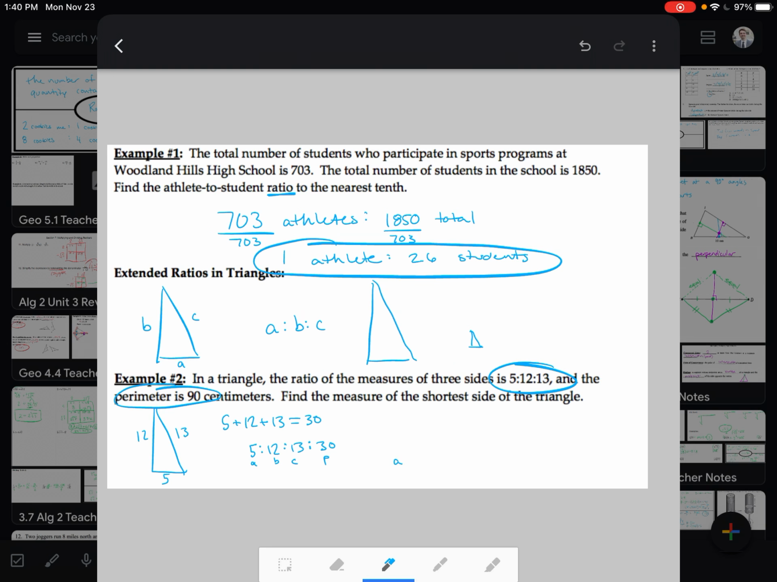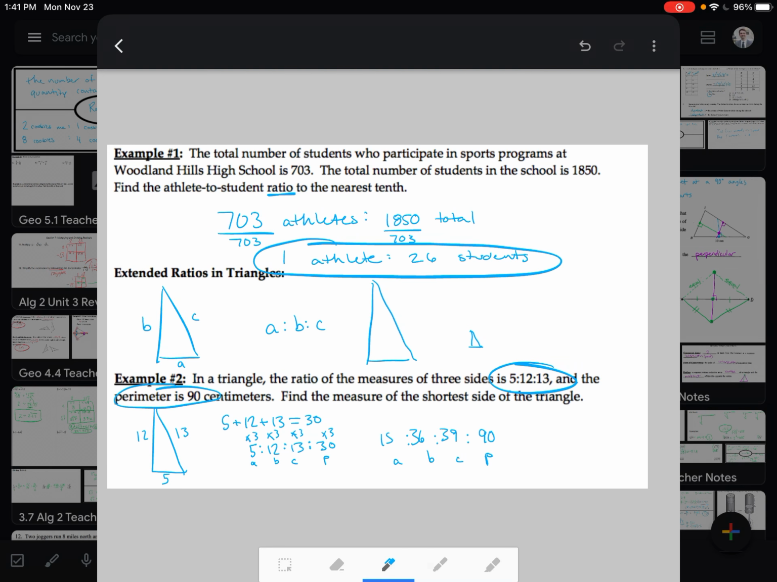Well, we're looking for what is our A, B, and C when our perimeter is 90. And we know that the ratio stays the same. They're in a constant quantity, constant proportion with each other. So let's see. 30 times 3 gets us the 90 we're looking for. So if we multiply everything in this ratio by 3, we'll get 15, 36, 39.